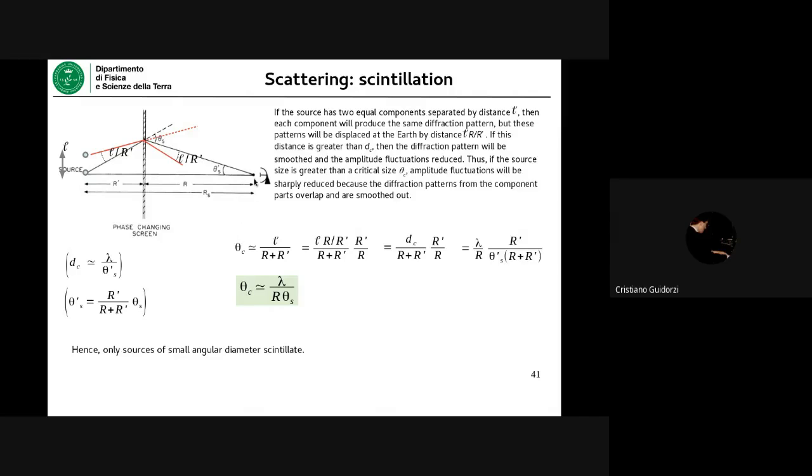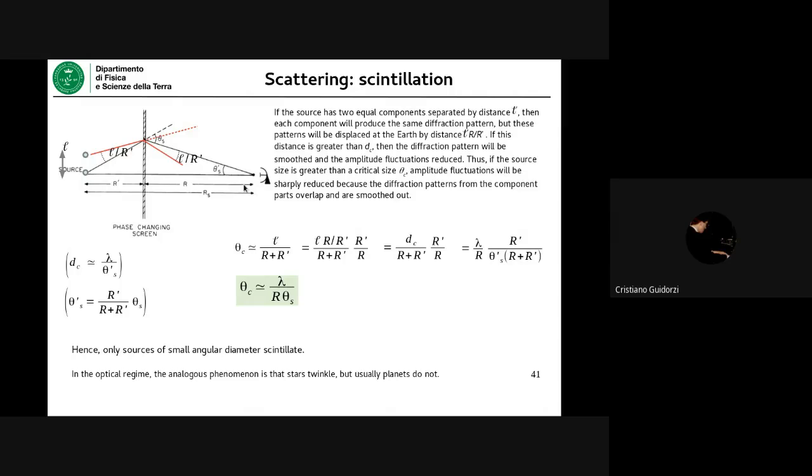If you do measure fluctuations, it means that the source angular size has to be smaller than that, so the source cannot be too extended, let me say. So its angular size cannot be larger than theta c. Otherwise, you wouldn't observe wild fluctuations, so significant scintillations.